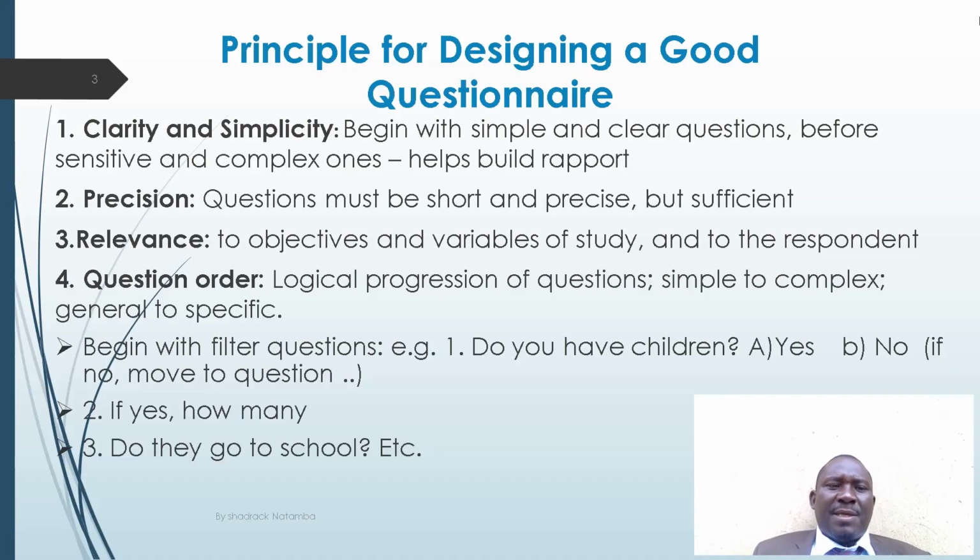The second is precision. Here we are talking about questions that must be short and precise, but sufficient to address what you intend to address. In this case, you have the research objectives. So when we say the questions must be short and precise, they should be able to bring out what you actually intended to achieve.